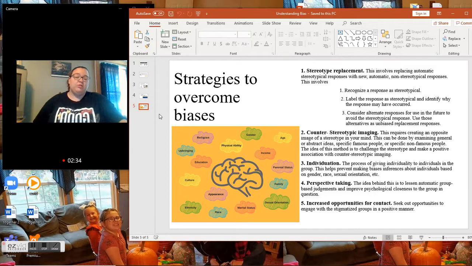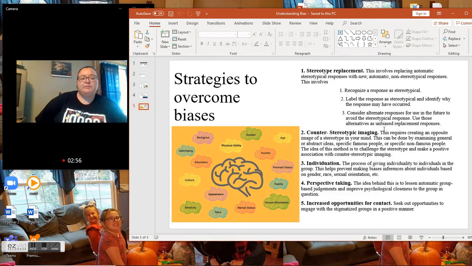So, stereotype replacement. This involves replacing automatic stereotype responses with new automatic non-stereotype responses. This involves recognizing and labeling a response as stereotypical, identifying why the response may have occurred, and considering alternate responses for use in the future to avoid stereotype responses.